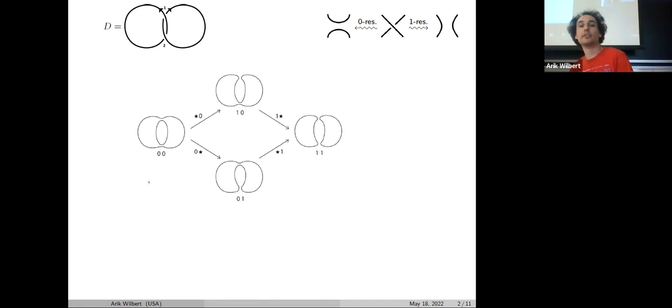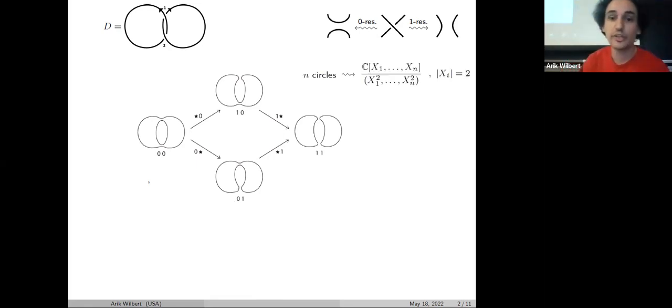So now the question is, how can I construct a chain complex for this? Well, I have to assign something to circles. So this is step number 1. So whenever you look at a picture like this and you have n circles, you assign to this a quotient of this polynomial ring in n variables.